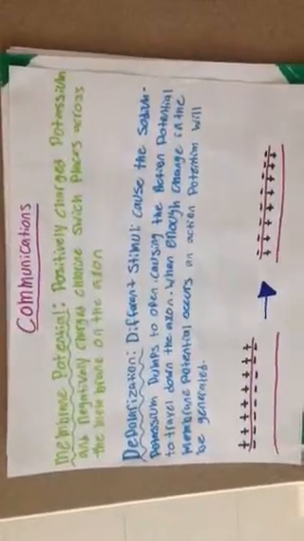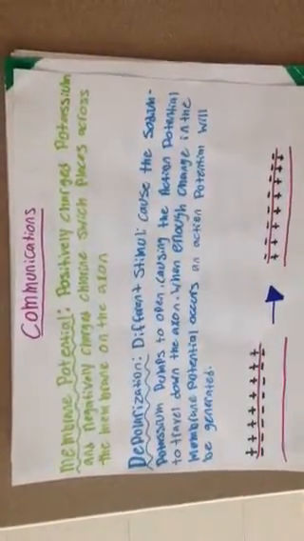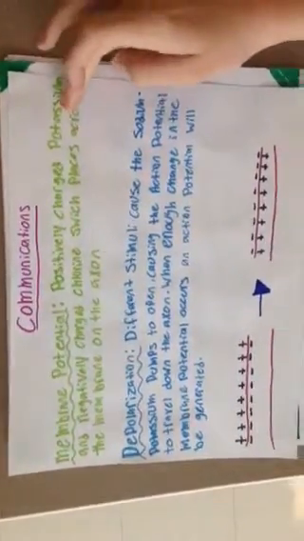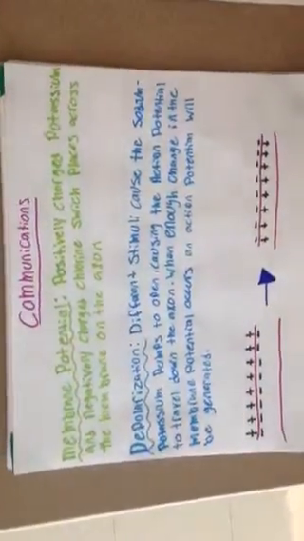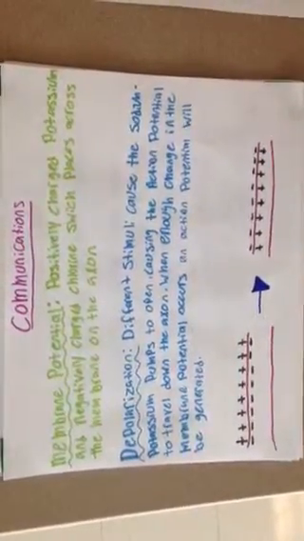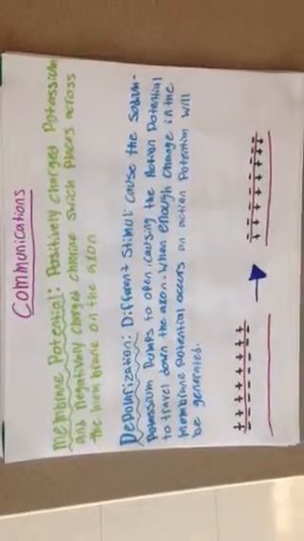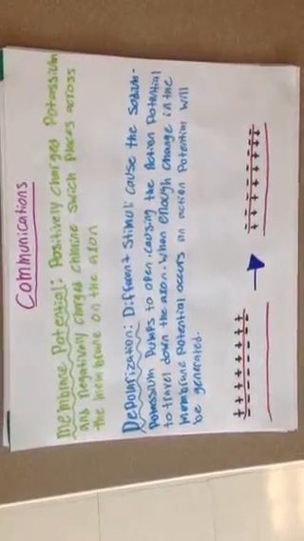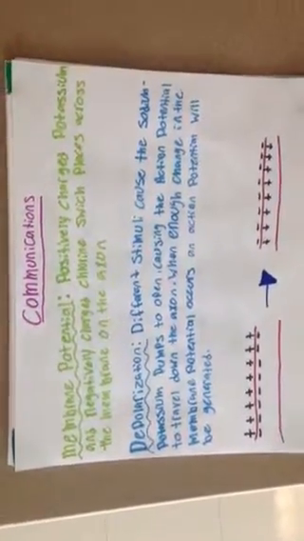Then we move into exactly how the brain communicates. The first part of making a communication within your brain is your membrane potential, and that is positively charged potassium and negatively charged chlorine switching places across the membrane of the axon. So that's just meaning how a communication between nerves gets started.